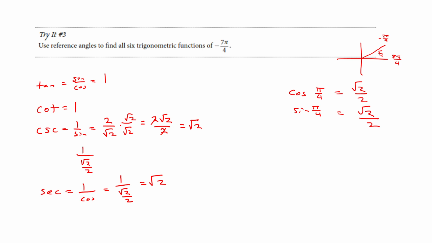So I think we're done here. Let me check. Yeah, we are. So here's the key. What I want to do is find the two main functions, sine and cosine, using the reference angle and what quadrant they're in. The quadrant is super important so that I make sure that I'm marking the correct signs. Once I have that bit of information, I just use the definitions to solve everything else.